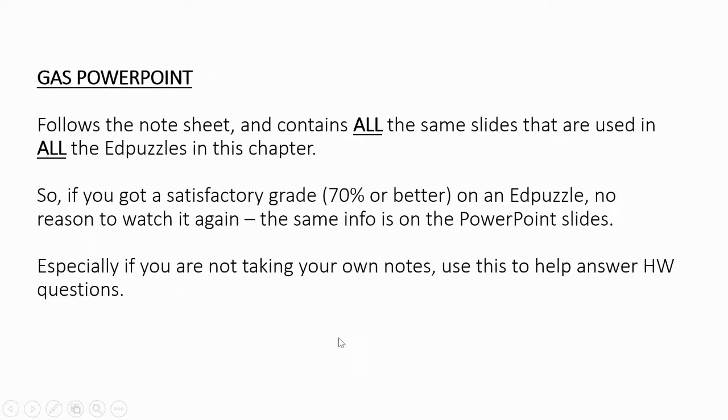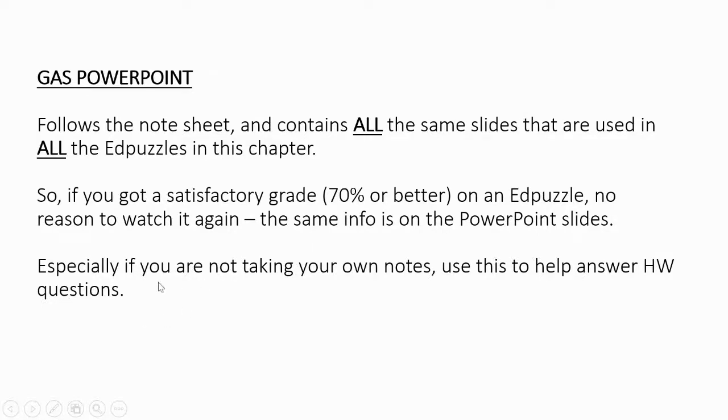The PowerPoint for the gas chapter has also been posted. It follows the note sheet and contains all the slides that are used in all of the Edpuzzles. I based my Edpuzzles on the PowerPoint slides. So you need to view the Edpuzzle and get a satisfactory score, 70% or better. Once you do that, you don't have to go back and rewatch it to get information. The same information is on the PowerPoint slides.